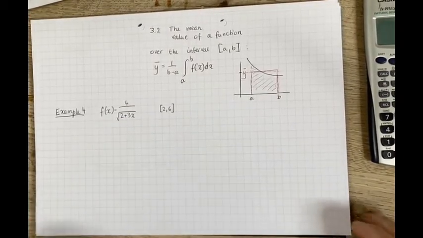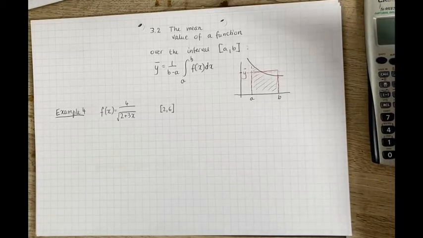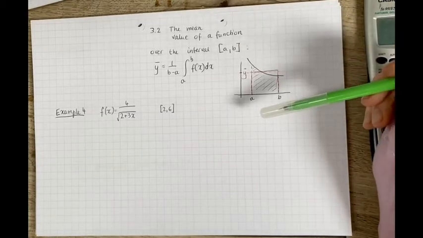Okay, section 3.2 from chapter 3, methods of calculus. We're going to look at the mean value of a function over the interval a to b.